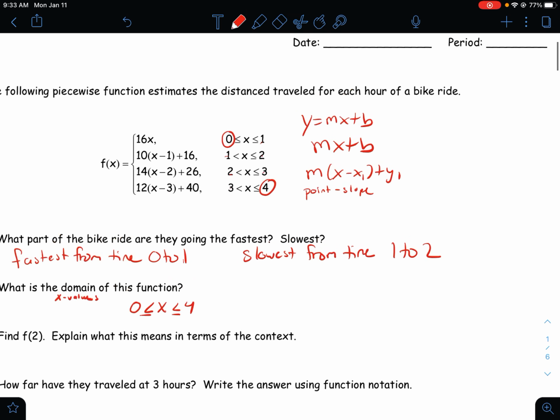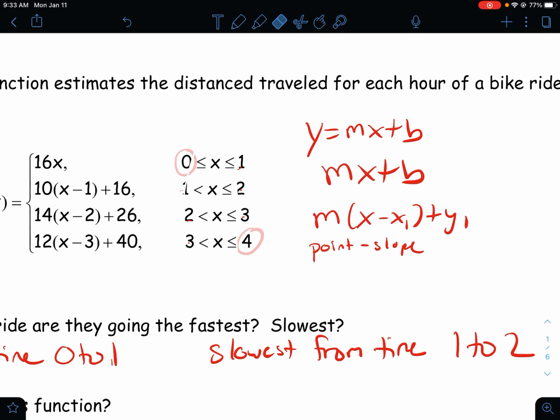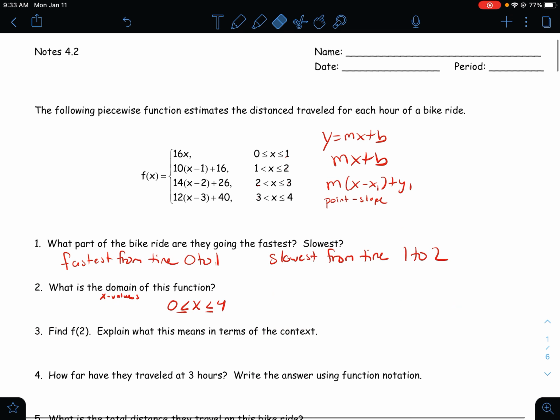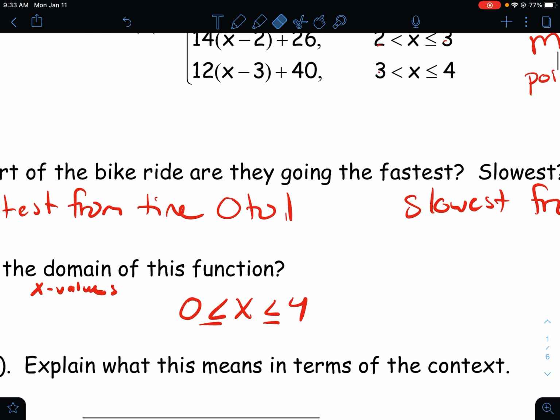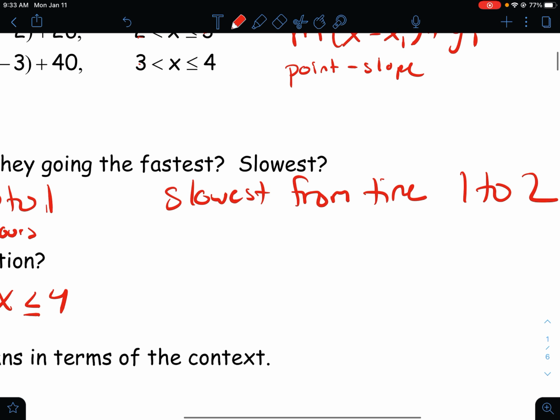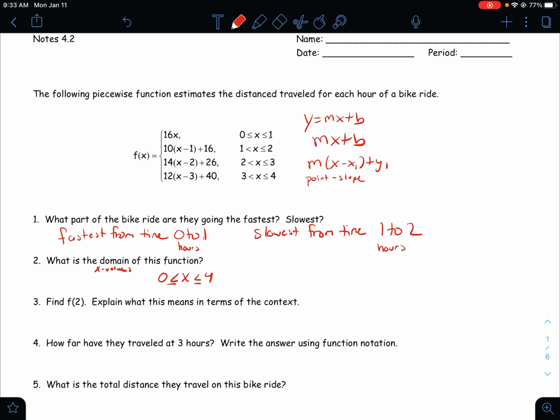Oh, and I guess I should point out that x is in hours. So I guess we could have said, from 0 to 1 hours, if that helps too. So it says find f of 2, explain what this means in terms of context.